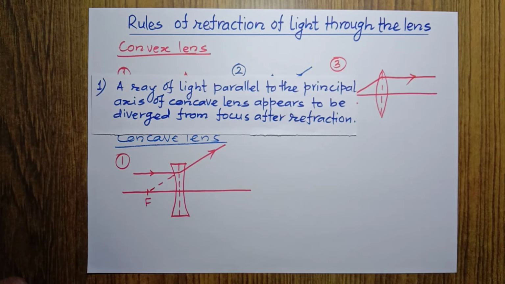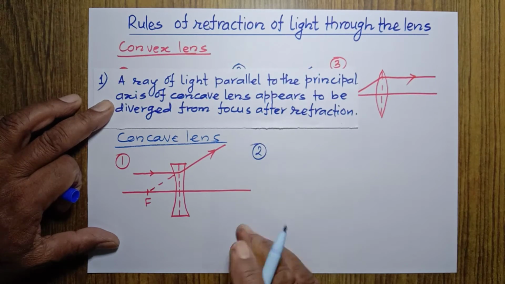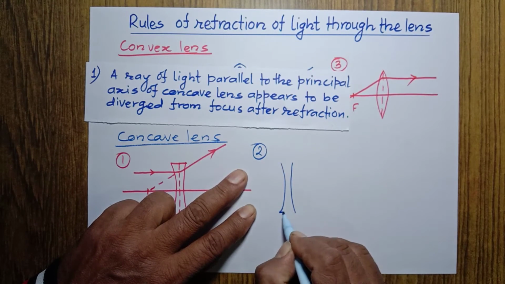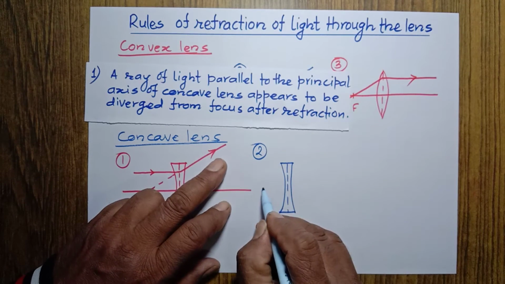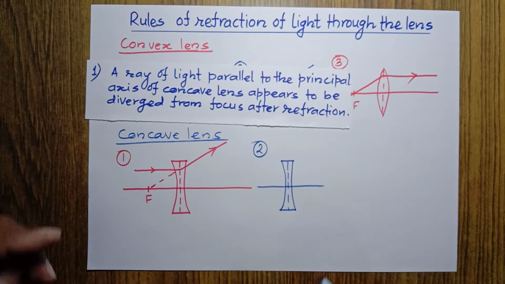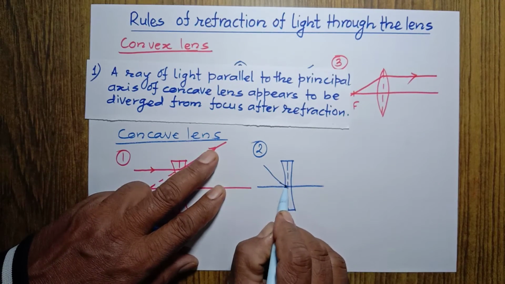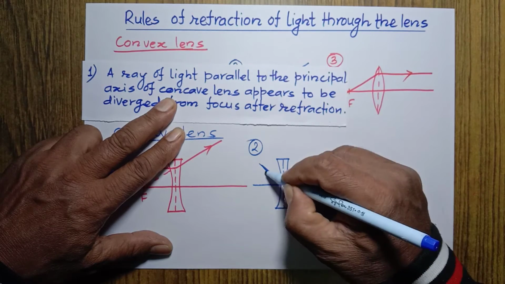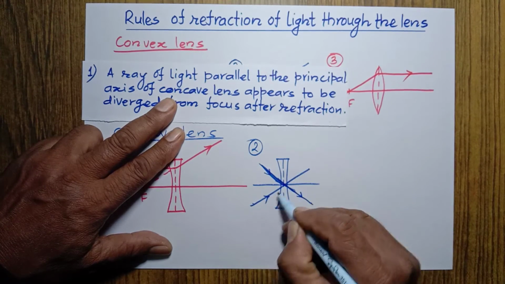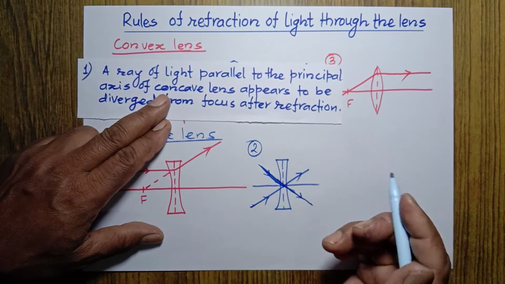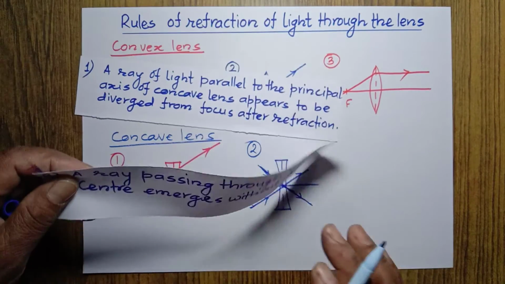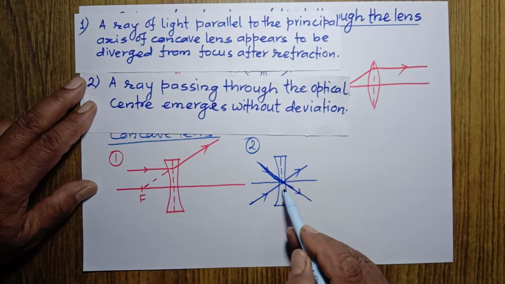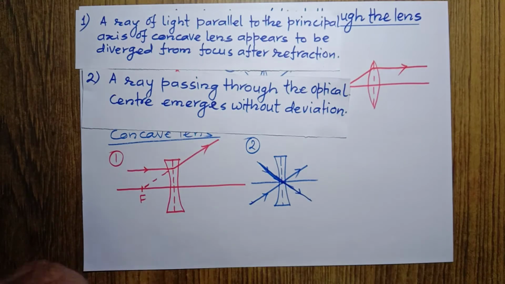Now, let's talk about the second rule for this concave lens. We have a concave lens, and this is a bisector line, and let's say this is the principal axis. Now, if a ray of light passes through the optical center, then it passes without deviation. It can come from any side, but if it passes through the optical center, then it passes straight without deviation. There is no bending. And this can be written like this: a ray of light passing through the optical center emerges without deviation.